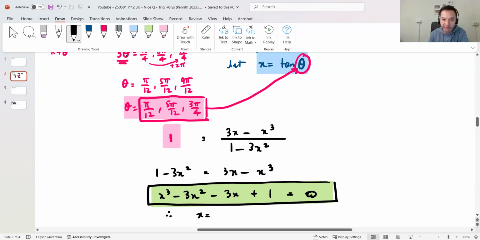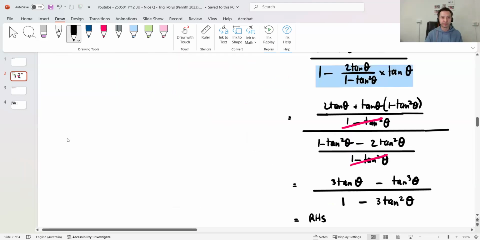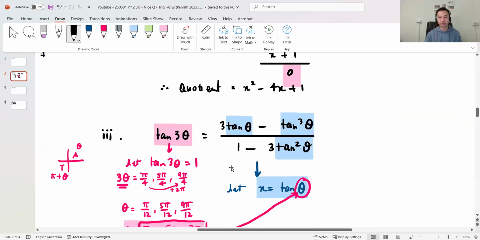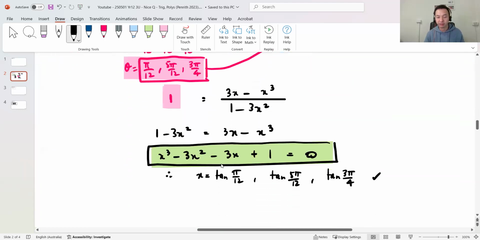So therefore, x equals tan pi on 12, tan 5 pi on 12, tan 3 pi on 4. Perfect, they're my solutions to this. Now, let me look at the question. What are they asking me to do? Find the roots. Done. And then hence find the exact value of tan pi on 12. Okay, cool, so I've got that now.